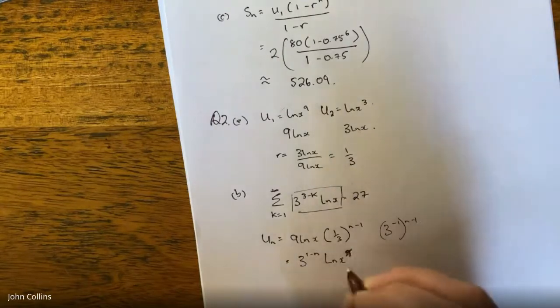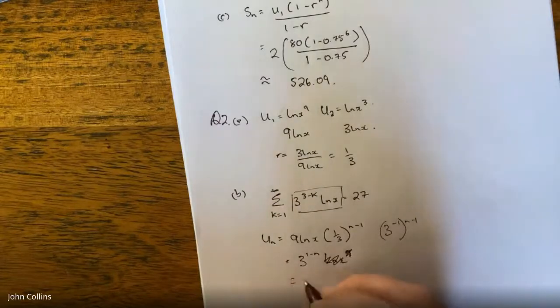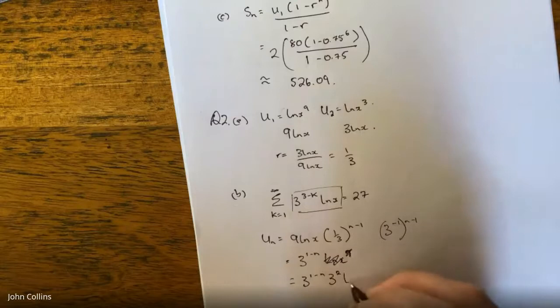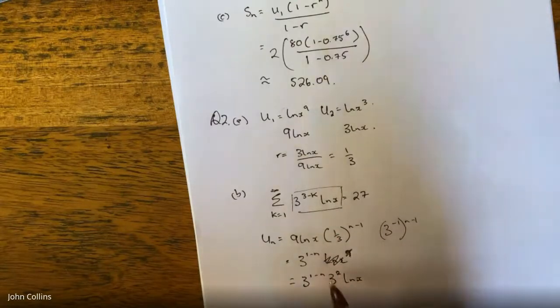No, it's just 3 squared. Yes, that's how you do it. Sorry, I've forgotten how to do it. 1 minus n, that's going to be times 3 squared, isn't it? Times ln x. So I'm trying to get it to fit this. And then we can combine these two to give 3 to the 3 minus n ln x.